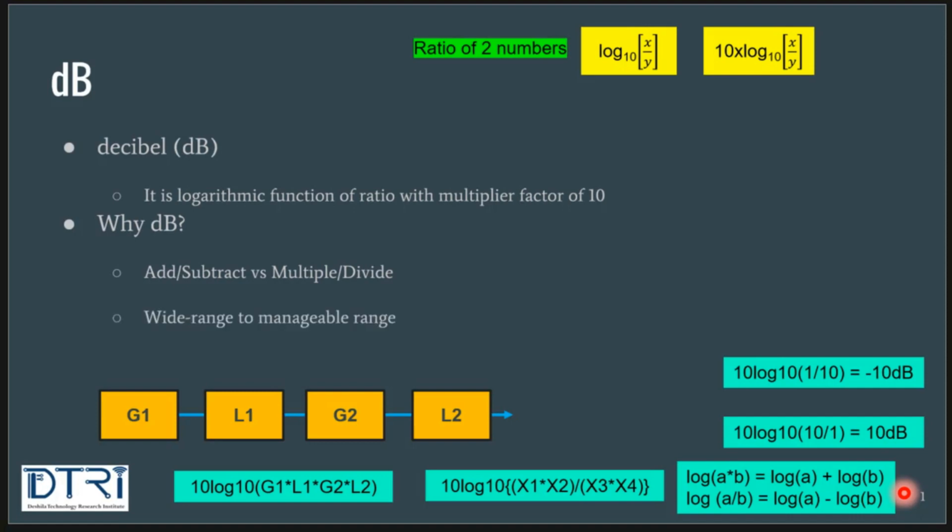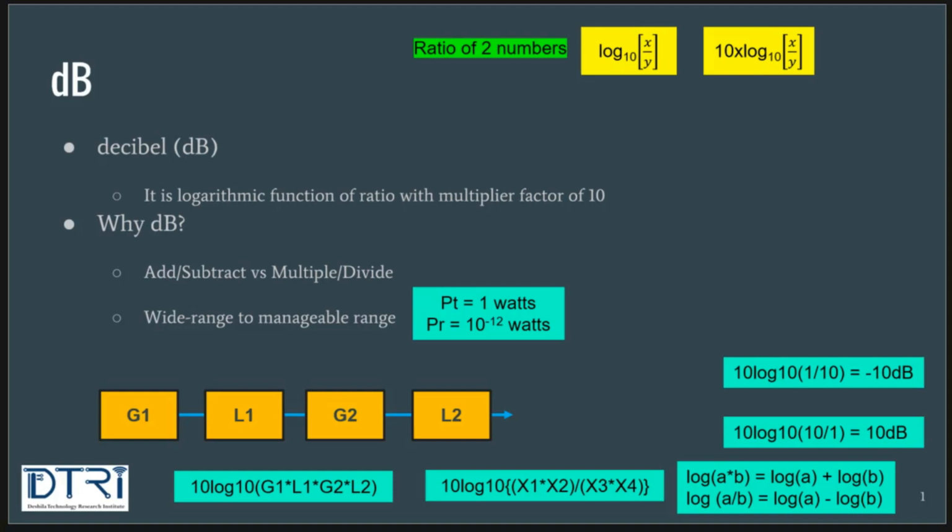Now let us look at another advantage, which is managing a wide range of numbers into a manageable range. Again, this is a very common scenario in communication systems. It is very common to see that in a communication system, the transmitter power, for example, could be 1 watt, while the received power is very low, like 1 picowatt.